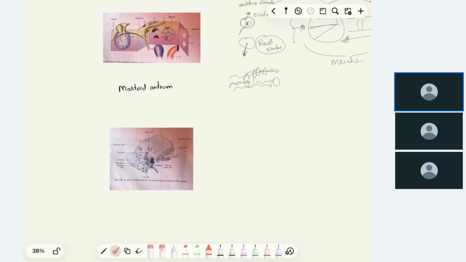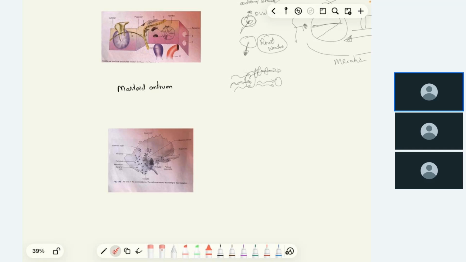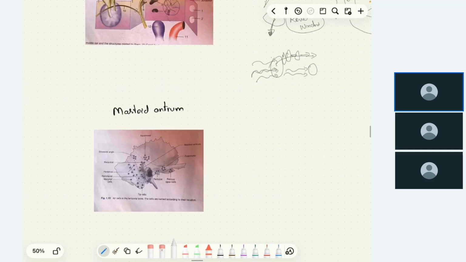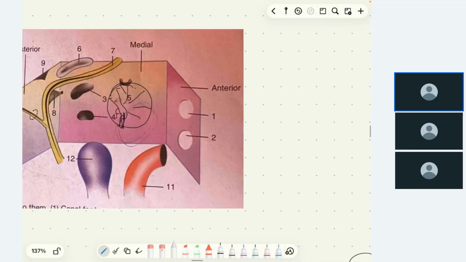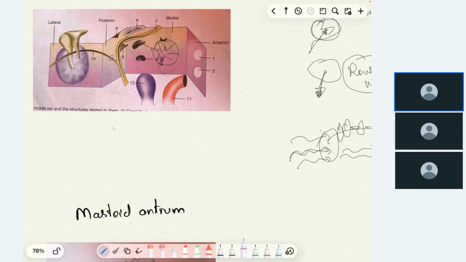Okay. Before proceeding on to the mastoid antrum air cells, which is a 3-mark question, we have another 3-mark question, that is the tympanic plexus. The tympanic plexus lies on the promontory and it's formed by the tympanic branch of the glossopharyngeal nerve. Please note the nerve. We have to remember the branches of the nerve. It is formed by the tympanic branch of the glossopharyngeal nerve.